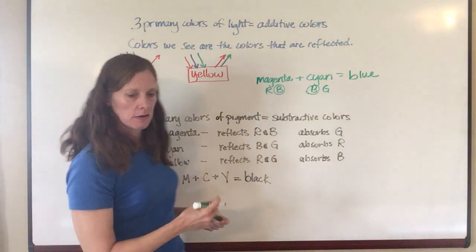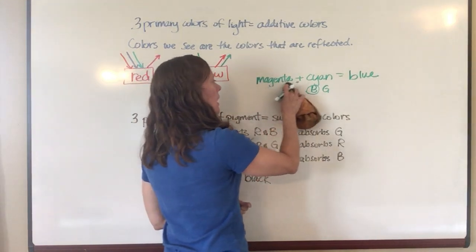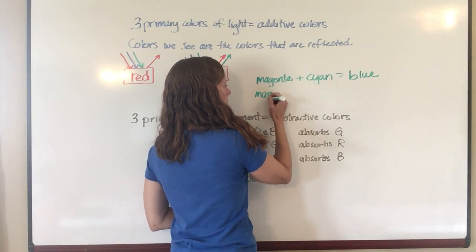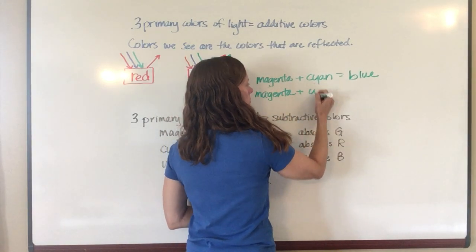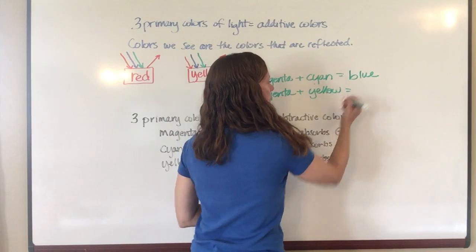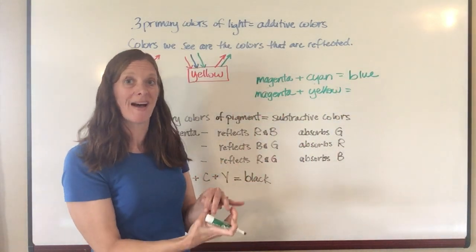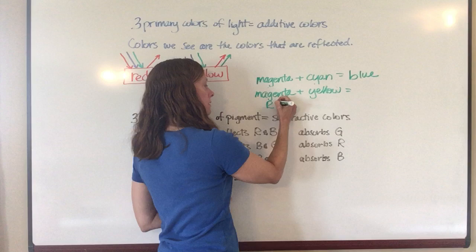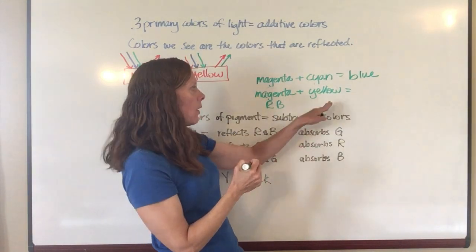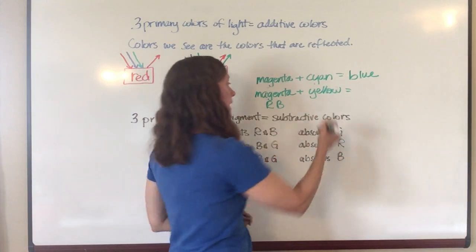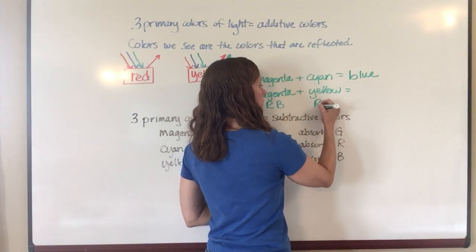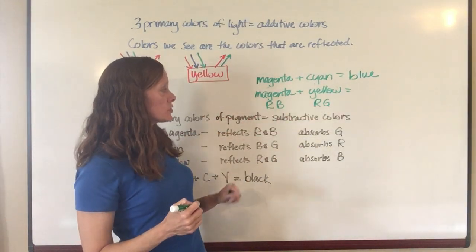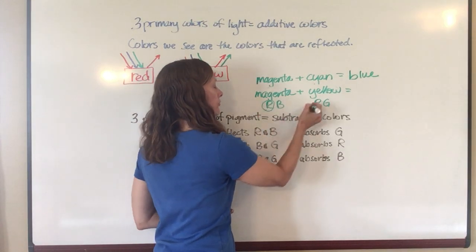Okay, let's try another one like that. How about if I am trying to mix magenta and yellow? What color will I see if I put a magenta dot on top of a yellow dot? Okay, so magenta reflects what two colors? It reflects red and it reflects blue. Okay, what does yellow reflect? Well, yellow reflects red light and it reflects green light. So what two colors do both of those reflect? Well, the color that both of them reflect is red.